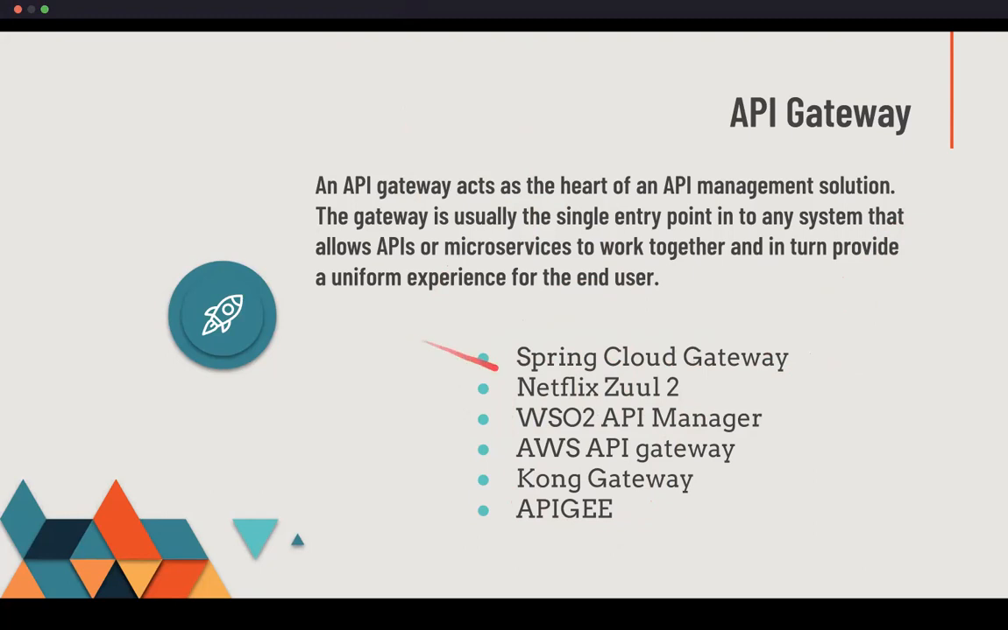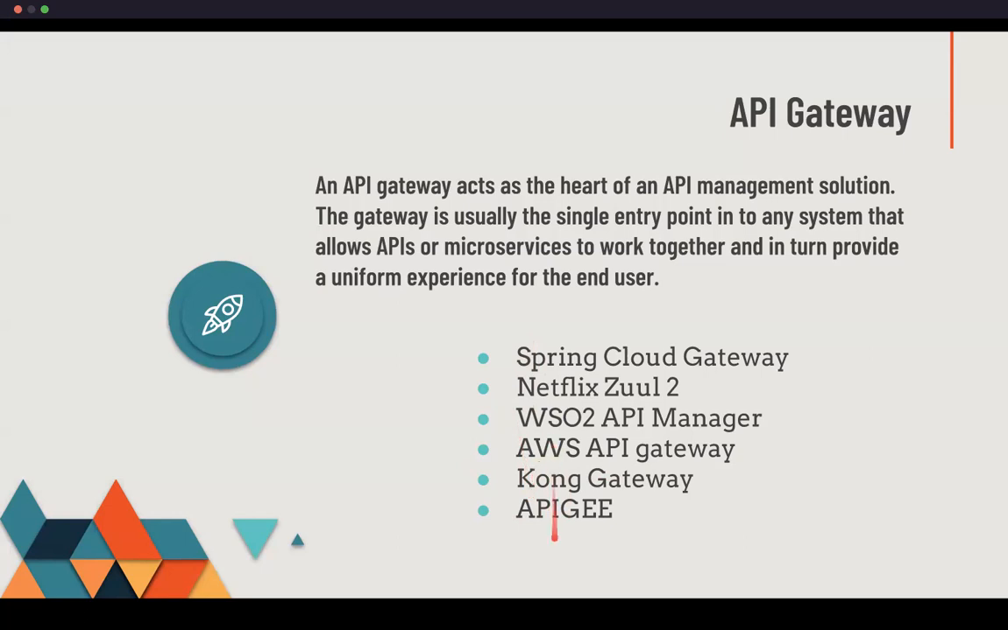Spring Cloud Gateway is one of the most popular within the Java framework. And there is Netflix Zuul, and its second version, there is WSO2 API Manager, AWS API Gateway, Kong Gateway, Apigee. There are so many implementations of API gateways. If you are building your own API management, if you are building your own microservice, probably you will use one of the topmost ones.